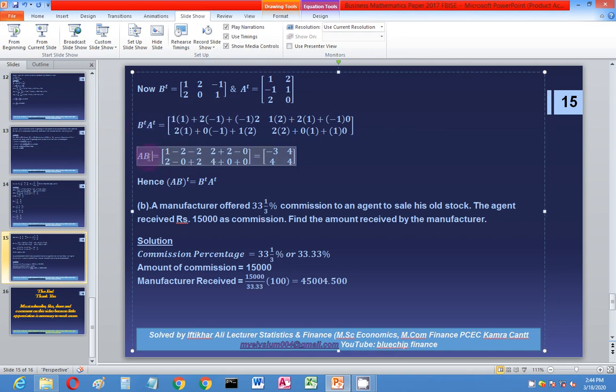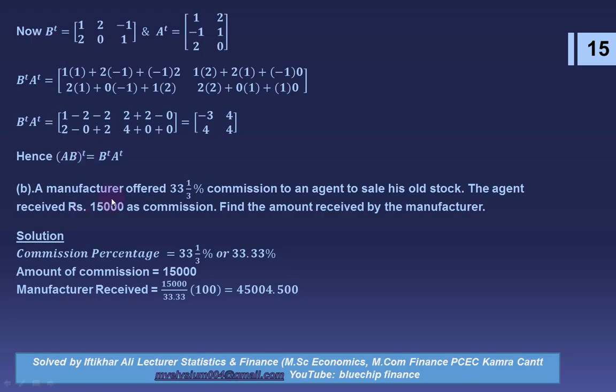After that, now we move to the B part of this question, and that is that a manufacturer offered 33 1/3% commission to an agent to sell his old stock. The agent received rupees 15,000 as commission. Find the amount received by the manufacturer.